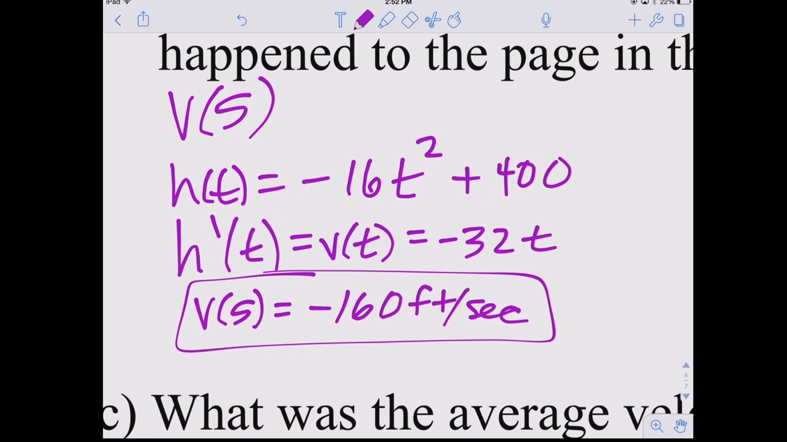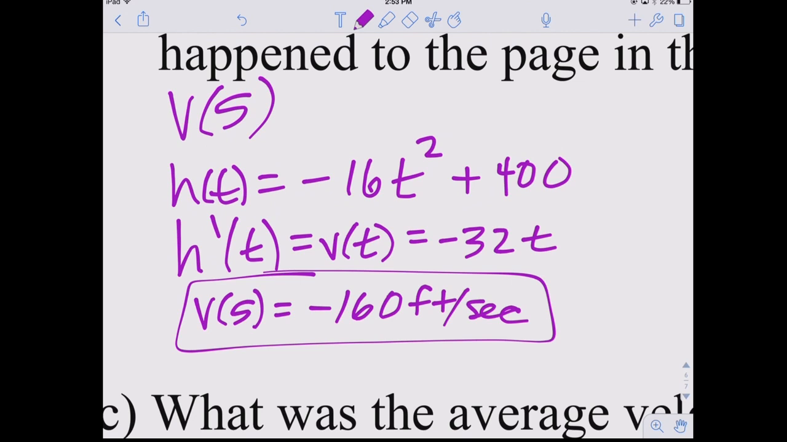Now, why is the velocity negative? It's going down. The book is going down, right? Because the velocity gives you the instantaneous rate of change of the book's height. So you could say at t equals 5 seconds, when the book hits the ground, the book's height is decreasing by 160 feet per second. So the speed of the book would be the magnitude of that, positive 160. But instead of saying the book's height is decreasing, we can refine that a little bit and say that the book is falling at a speed of 160 feet per second.